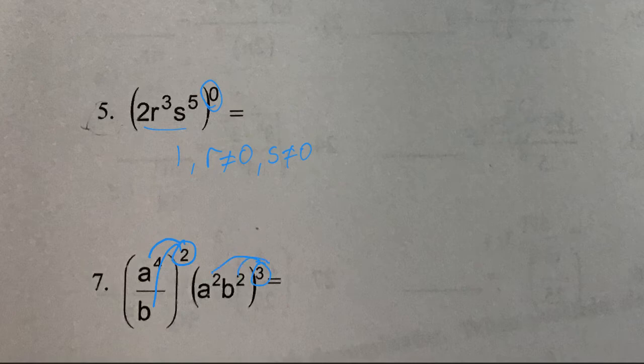So this will become our a to the power of 4, to the power of 2, divided by b to the power of 2. And all of that is being multiplied by a to the power of 2, to the power of 3, times b to the power of 2, to the power of 3.